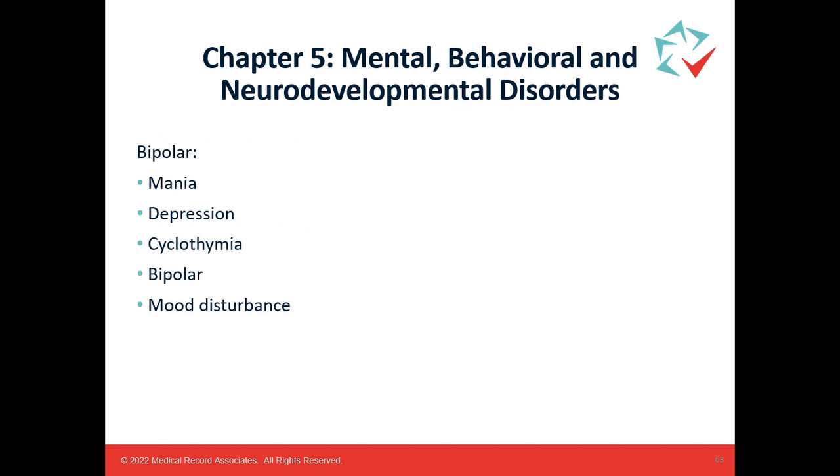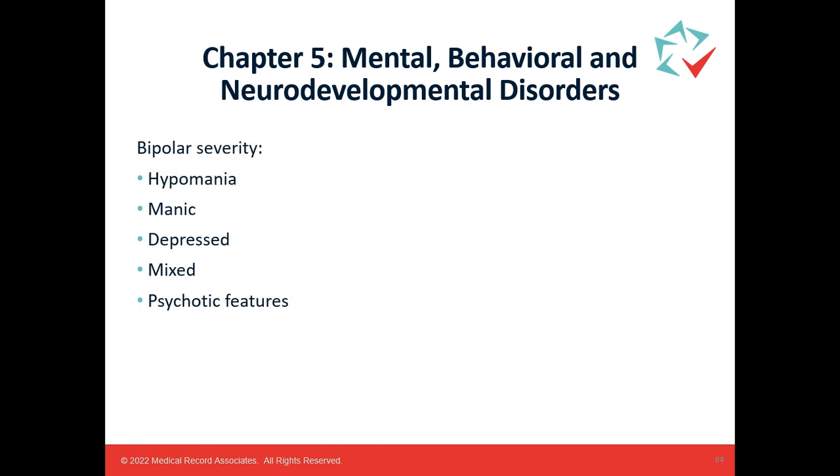Included in these disorders is bipolar, and these can also be noted to be mania, depression, cyclothymia, straight bipolar, or with mood disturbance. So some different types of bipolar. Your severity could be hypomanic, manic, depressed, mixed, or with psychotic features.